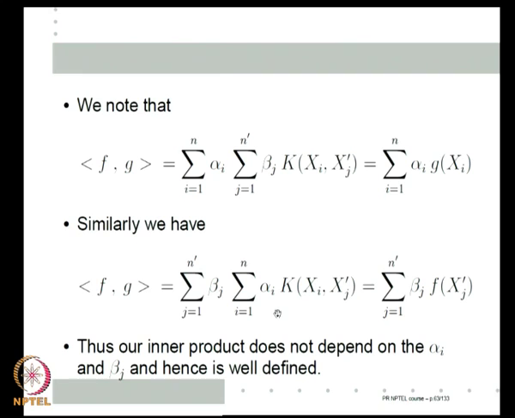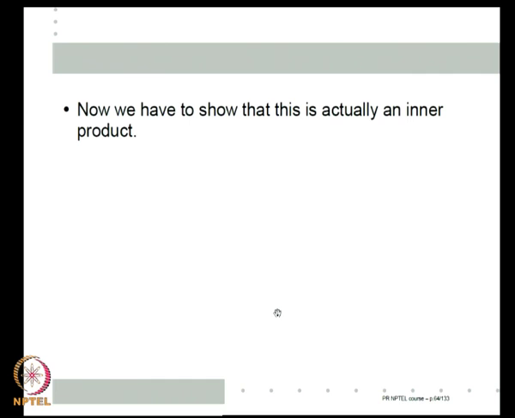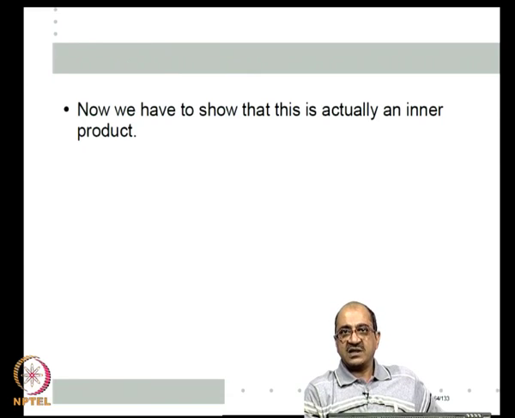Next we have to ask, is this indeed an inner product? I just said this is an inner product, we have to show that this is an inner product. So, what does an inner product satisfy? An inner product on a vector space H takes pairs of vectors and gives you a real number. So, it is a function H cross H to reals.